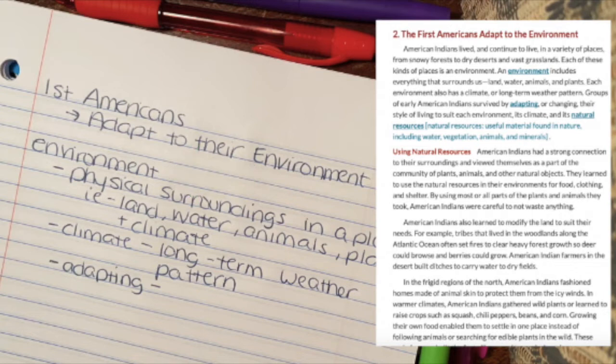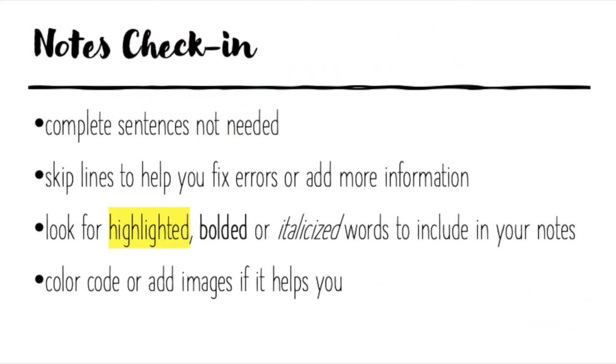And then I continued indenting to just signify that it is a new vocabulary word and new definition. I even included some examples. You should have noticed that complete sentences are not needed. These are notes. So we want to try to get to the main part of the information as quickly as possible. Skip lines to help you fix any errors or to help you add information in case you missed something.